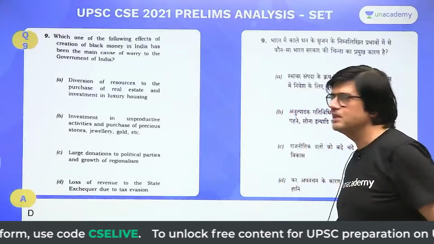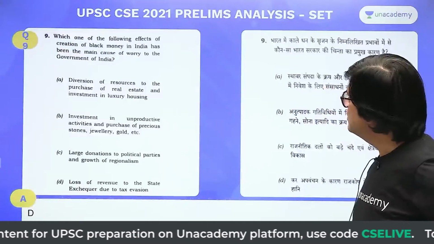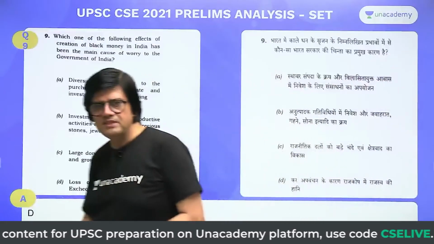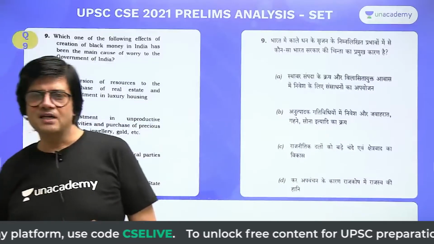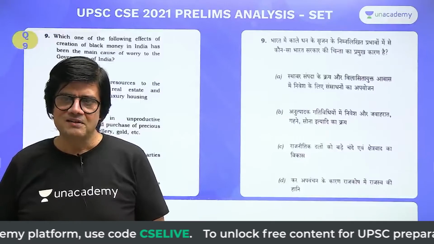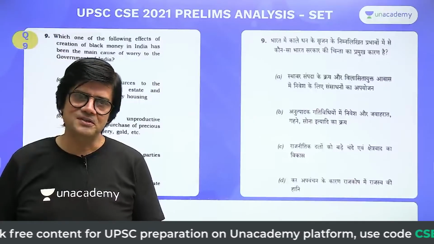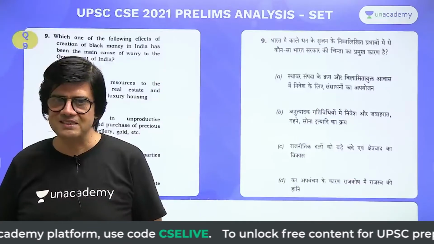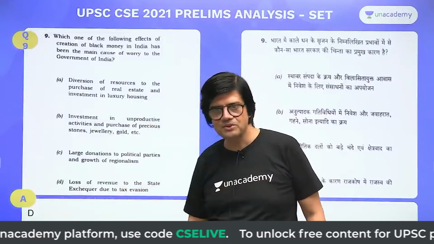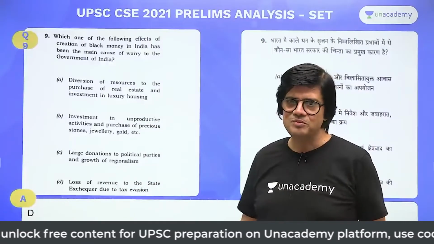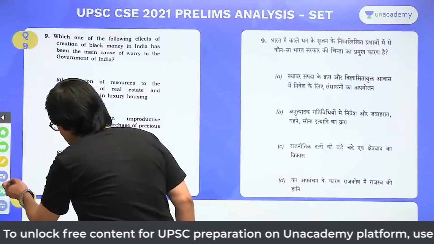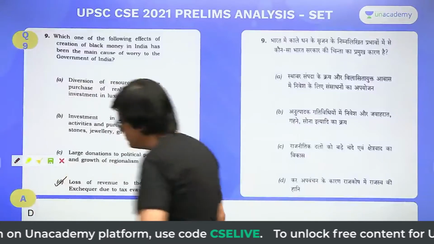Now students, the next question which I am going to discuss, question number 9: which one of the following effects of creation of black money in India has been the major cause of worry to the government of India? For the government, black money has been a major concern, because it is a kind of parallel economy, and parallel economy means the government has no hold on that money, right? Even if the government knows, since it is not in the books of accounts, obviously the government cannot tax it. So the major concern of black money is the loss of revenue to the state exchequer due to evasion of tax. People amass black money and do not declare it as their income, and the government loses revenue on account of that. So here the correct choice is D.